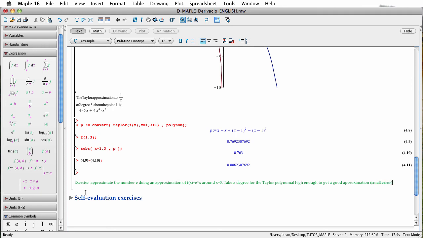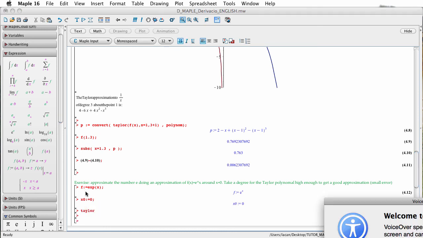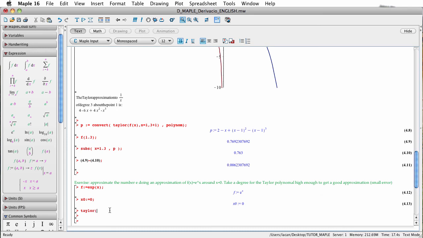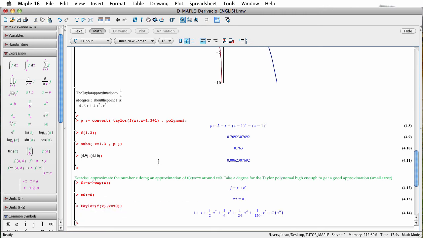Okay, so let's do this. We define the function, which is going to be the exponential of x, and now we define the point x0 equal to 0. Now I can compute the Taylor polynomial f5, Taylor of f of x around x0. Sorry, this is not a function, always the same mistake. In order to be a function it is f of x. And I want to convert it to a polynomial.